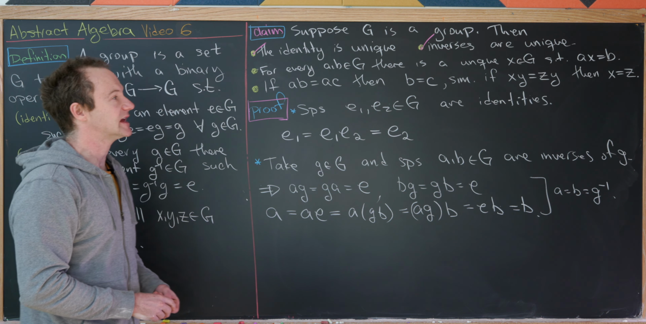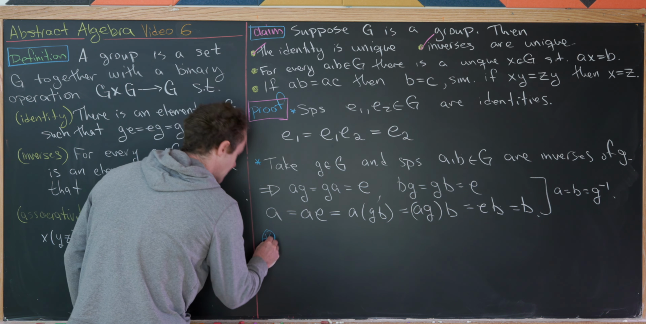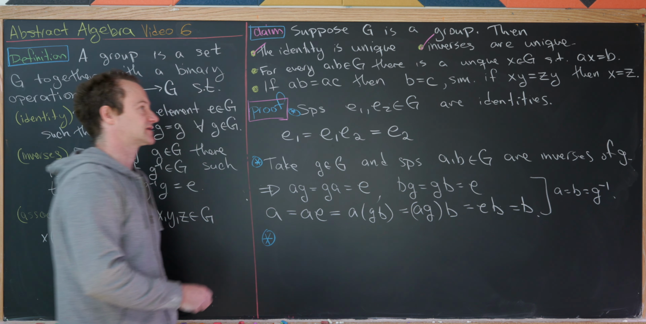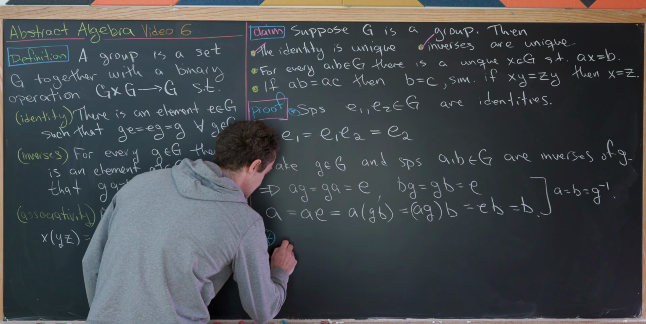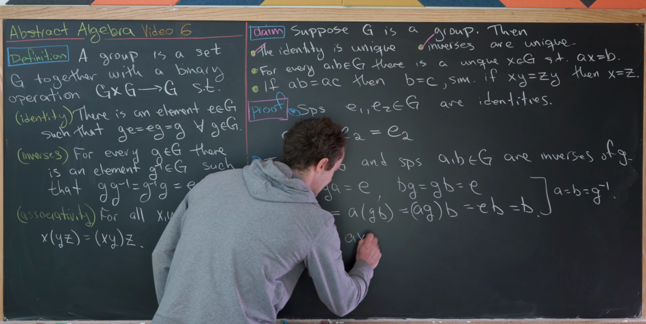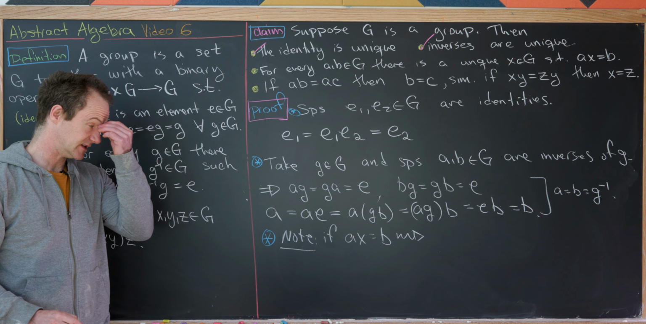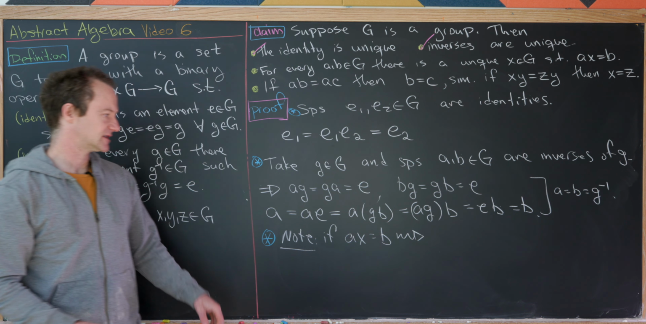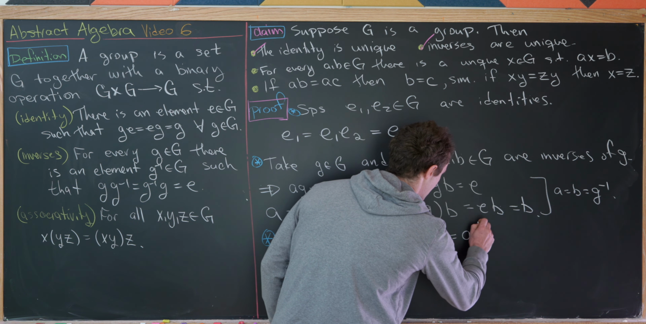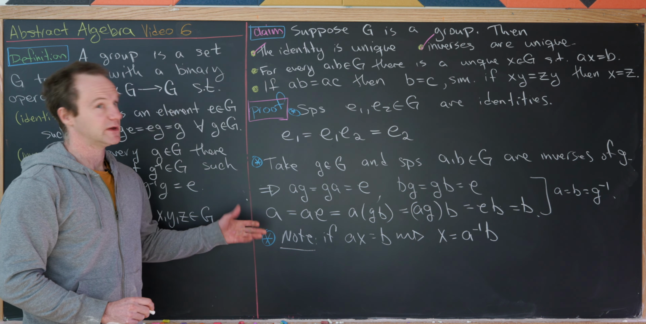there is a unique X such that AX equals B. Okay. So let's maybe show existence first, and then we'll show uniqueness. And existence is pretty easy. So let's note if AX is equal to B, then we can left multiply both sides to get X is equal to A inverse times B. So I guess I should have said there that we are left multiplying by A inverse, and that's always possible because we're in a group.